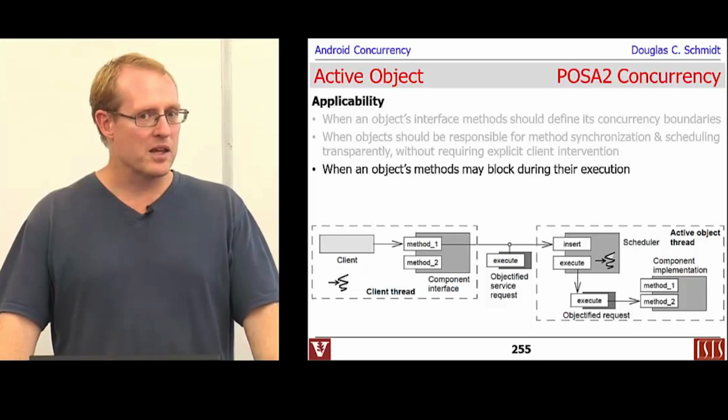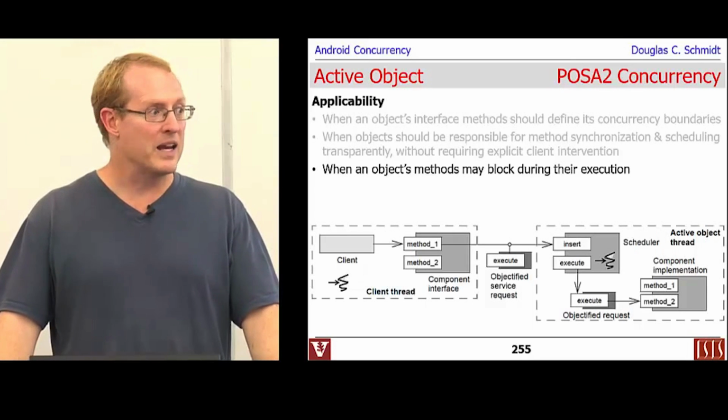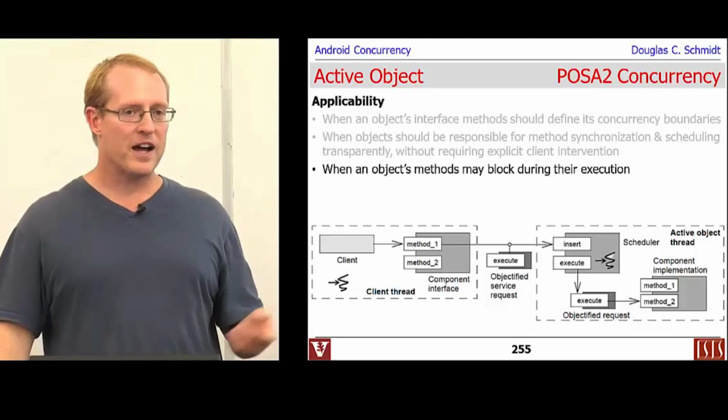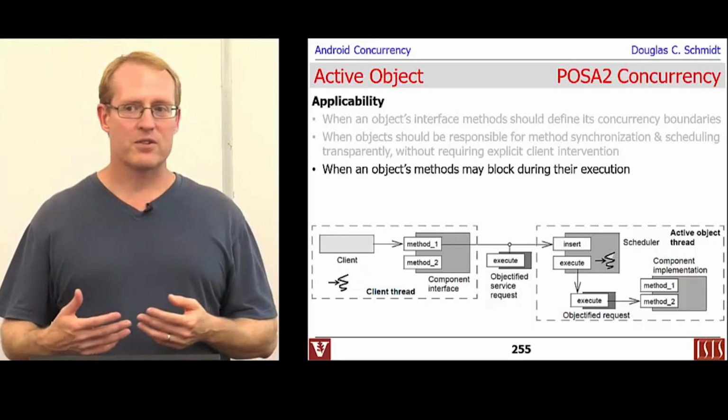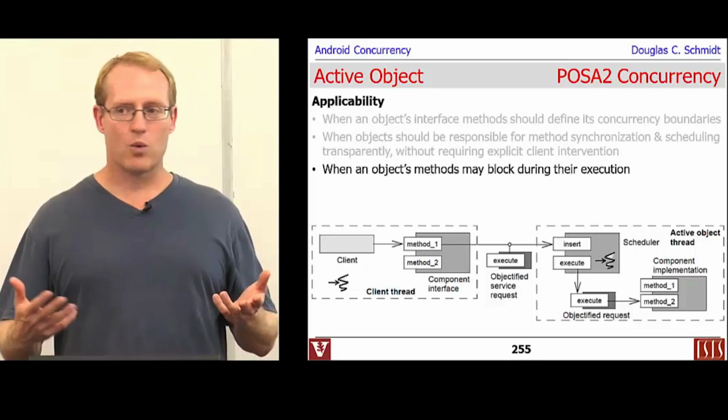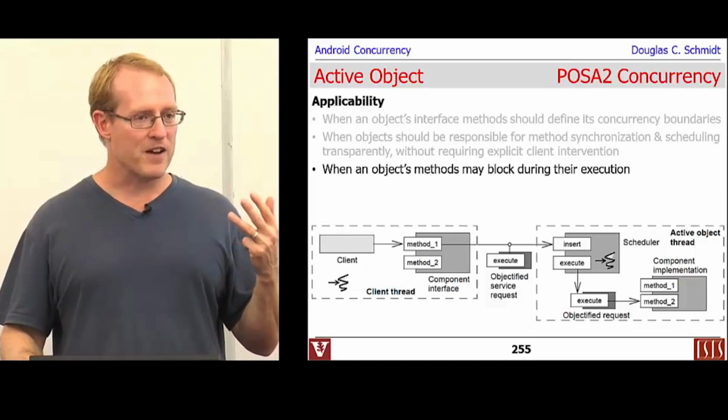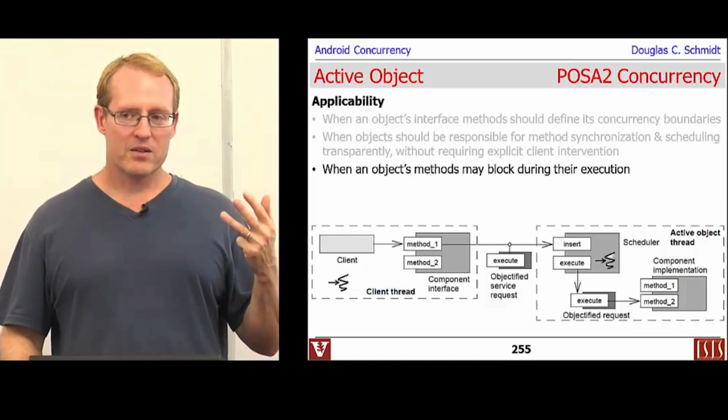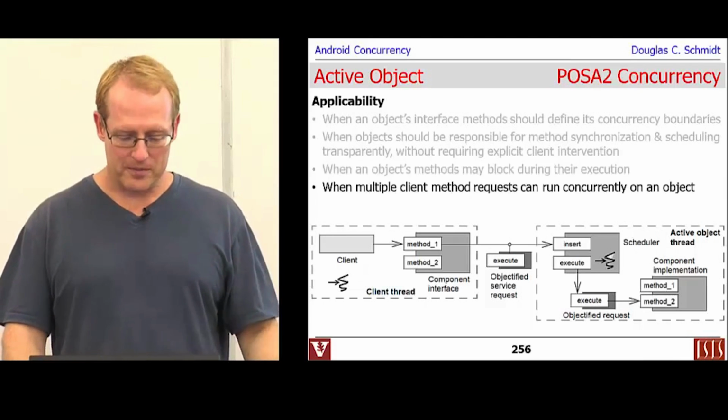And you also do this if the methods that you call may need to block. Maybe they have to download a big file, or they have to grab a lock, or they have to do some long-running computation that won't return right away. So those are 3 factors that are important to consider when you want to apply this pattern.